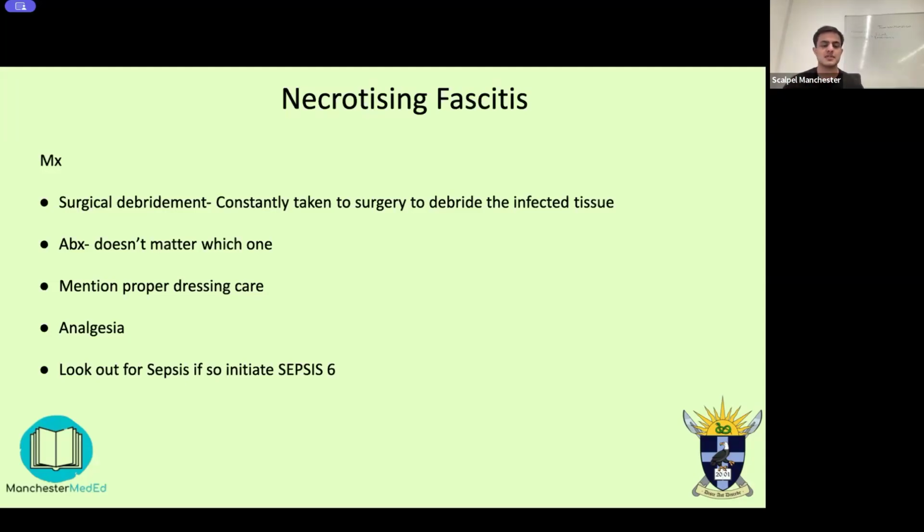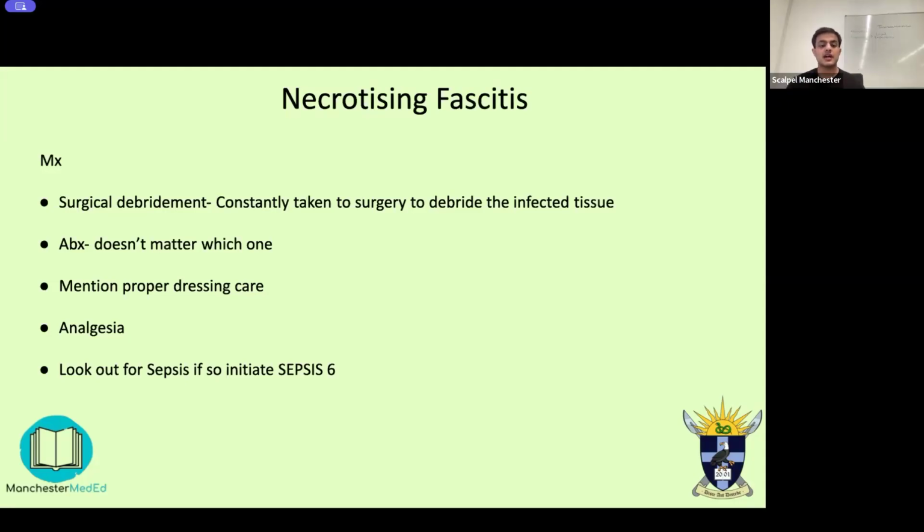You don't need to learn which antibiotic it is, just antibiotics according to local guidelines. And then if you're in a CCA station, as we were last year, trying to manage necrotizing fasciitis, mention proper dressing care, analgesia, proper hydration, especially if their topmost layer of skin is coming off, they're going to be losing a lot of water. All that sort of stuff is really important to mention.